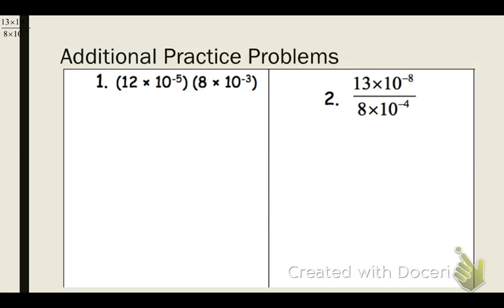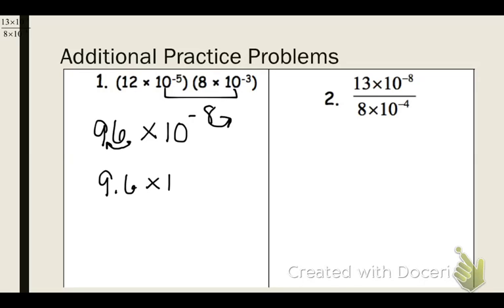Okay, so I have a few additional practice problems for you here. You can certainly pause the video and see if you're understanding, and just forward the video to see if you're correct. So what I have is another multiplication one where I do 12 times 8 first to get 96, and then I keep my base for the tens because they're like bases, and I add my exponents, which would be -8. Got to shift my decimal point to make it 9.6 and shift my decimal point the opposite direction, times 10 to the -7th.